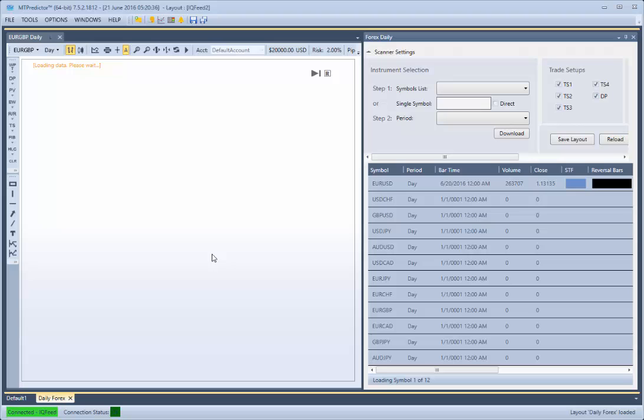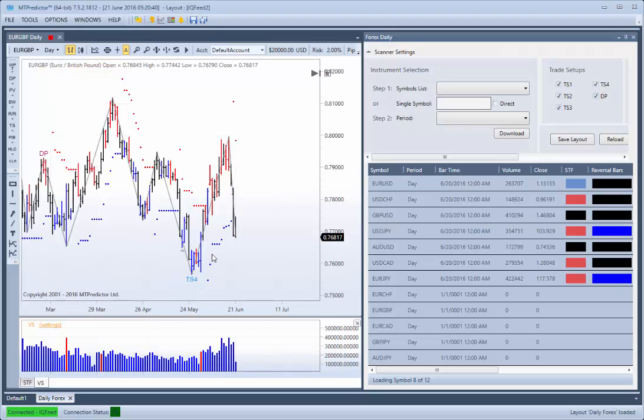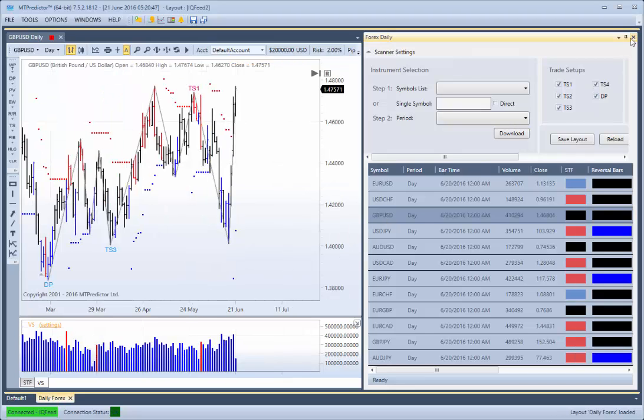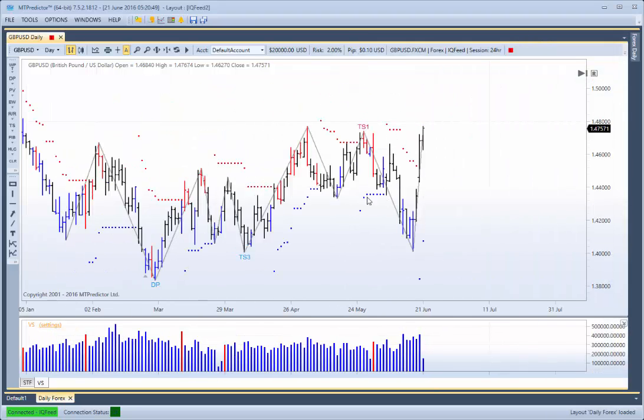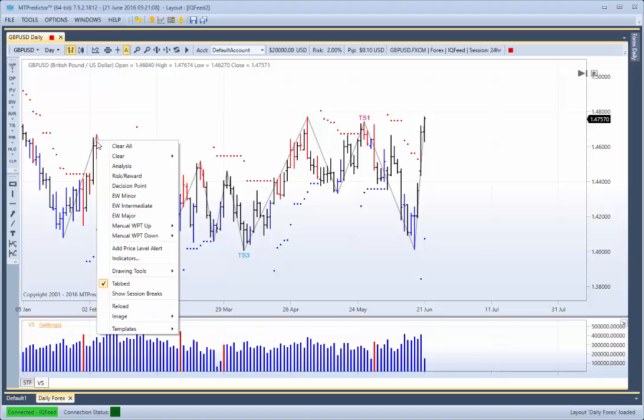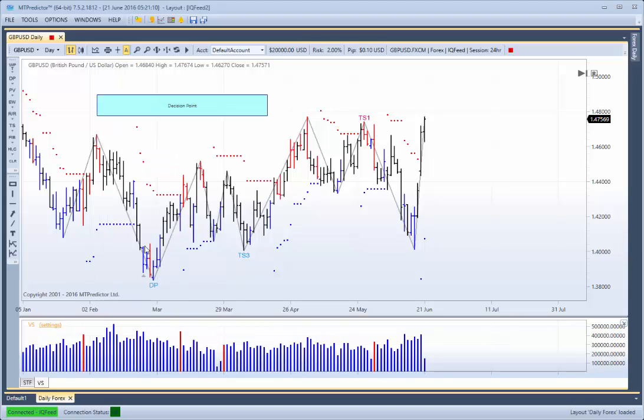Let's look at some slightly longer term charts, some daily charts, and let's start off by looking at the British pound US dollar. I'll just zoom that down a bit. Now, in our MTPredictor customers only training webinar a while ago, we were looking at this TS1 sell. What we had here was a swing down to this major low, which was a DP buy. I placed a DP resistance off here, which is what we do.